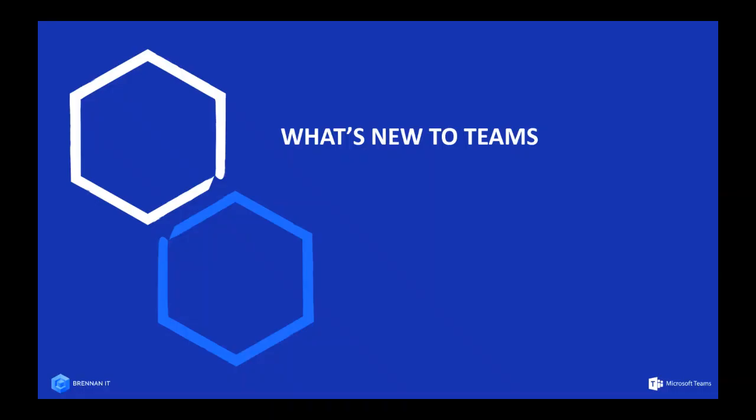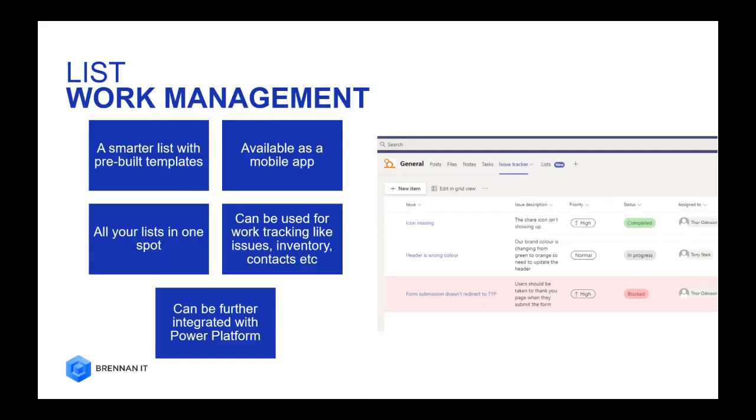Now, what's new to Teams? Microsoft Lists. Microsoft Lists in Teams is a new tool or application in the Microsoft suite. Unlike the traditional SharePoint list, if you're familiar with SharePoint lists, Microsoft Lists is a smarter list with pre-built templates. You can view the list in grid, card, or calendar format, which is quite similar to a SharePoint list.